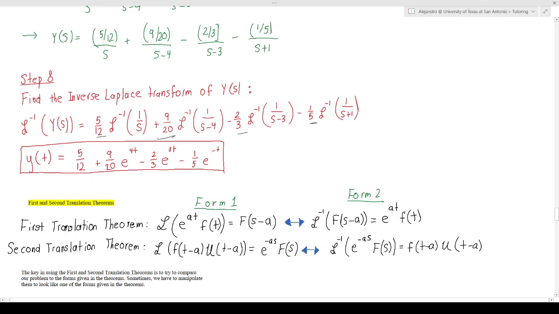And so our final y of t is, in fact, 5/12 plus 9/20 e raised to the 4t minus 2/3 e raised to the 3t minus 1/5 e raised to the negative t. So this is the solution to the ODE, and this is the solution using the initial conditions. So this is how to find the solution of an ODE using the Laplace transform.